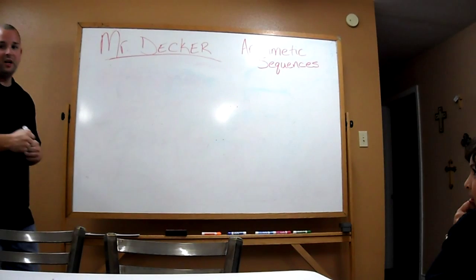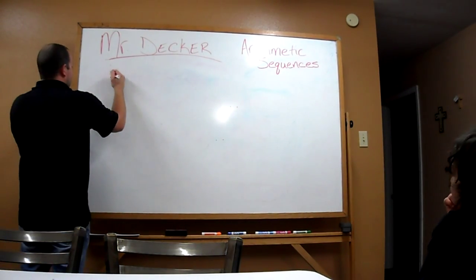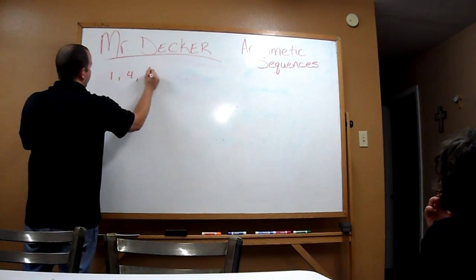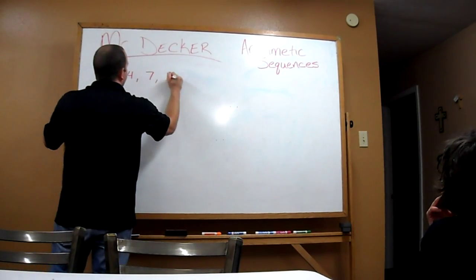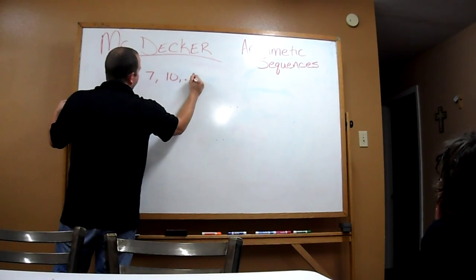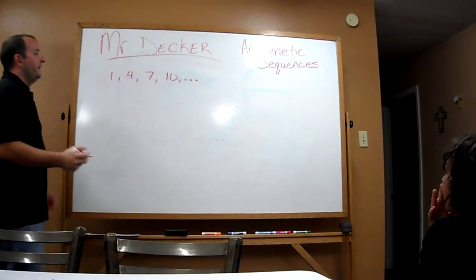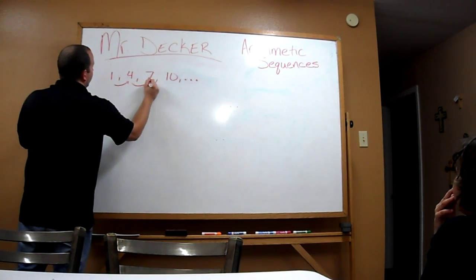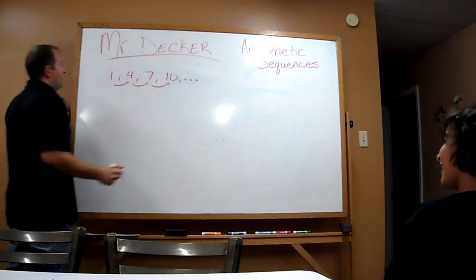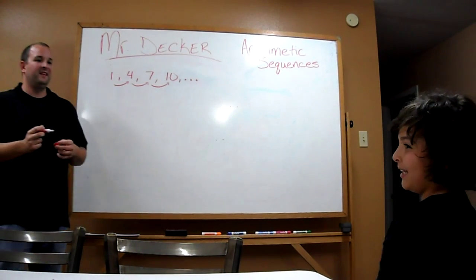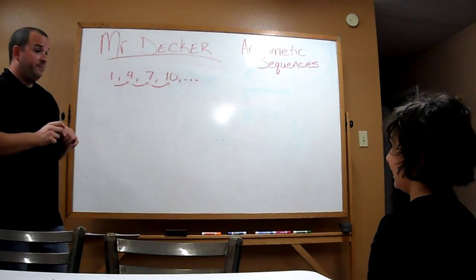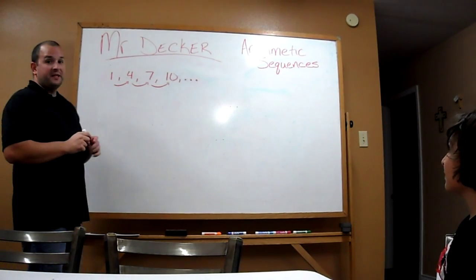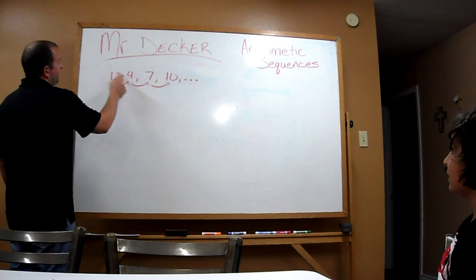Alright, so the next one we're going to go over is, let's see, we'll do a 1, a 4, a 7, and a 10. And we'll put our ellipsis at the end because it can keep going on and on and on. So what is the difference between 1 and 4? Landon. Exactly. Well, let's do it this way. Another way we can do it instead of adding is subtracting. What is 4 minus 1?